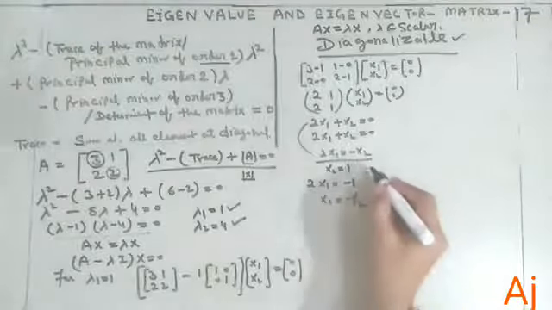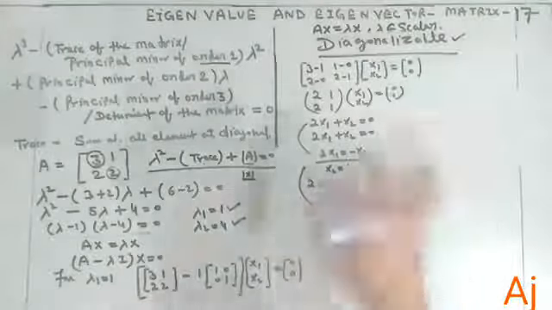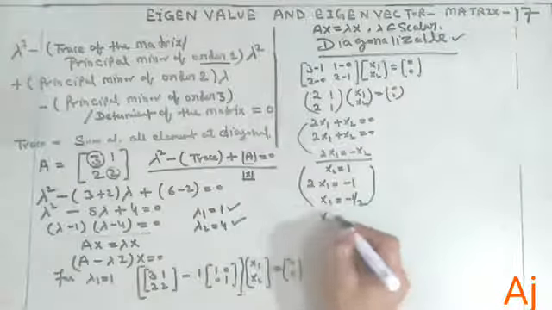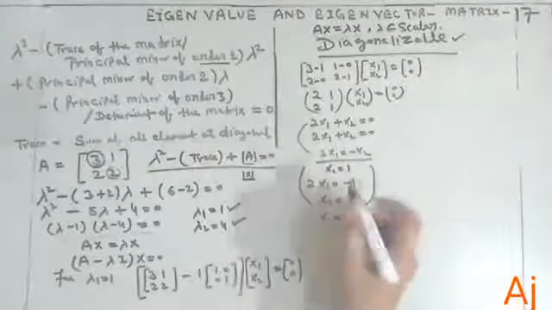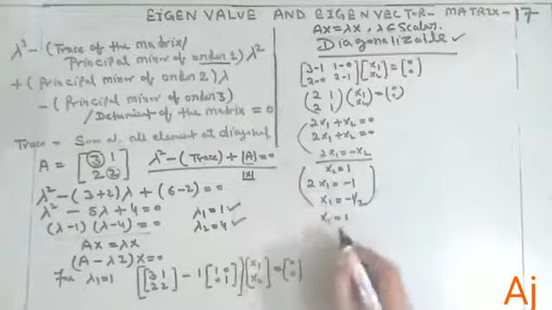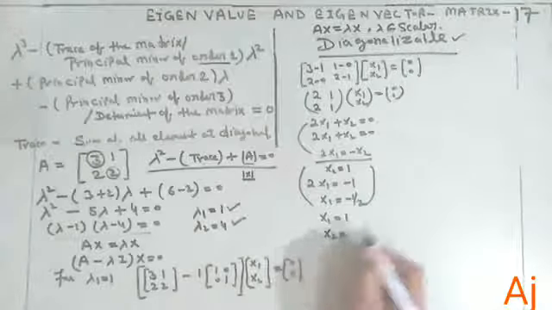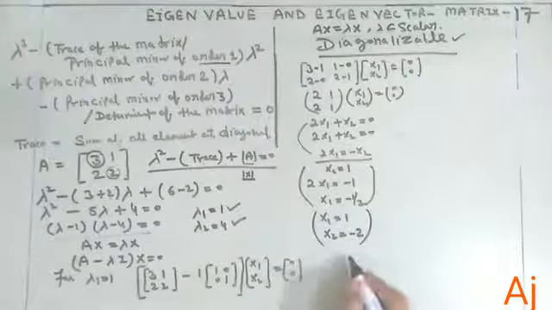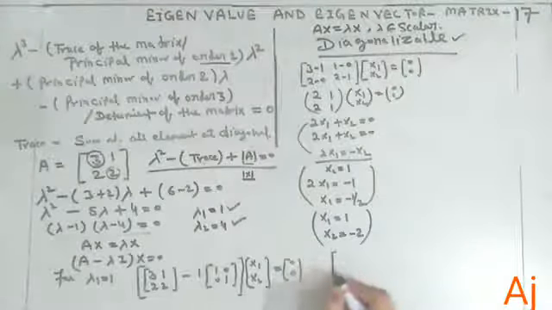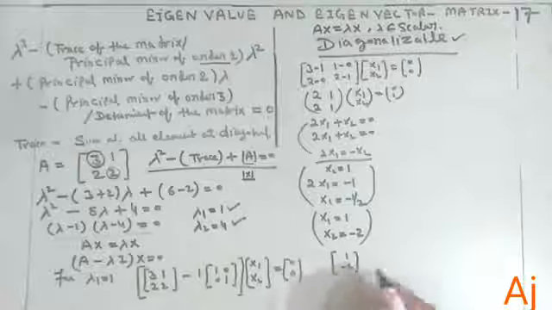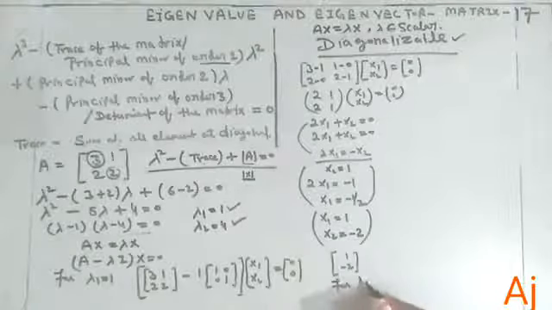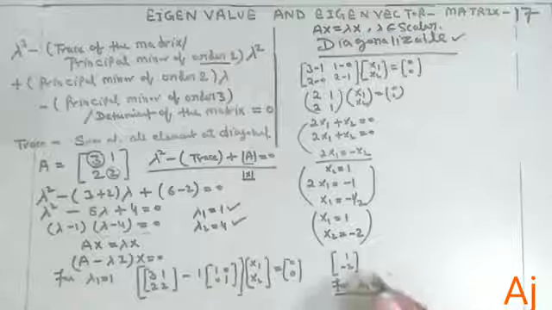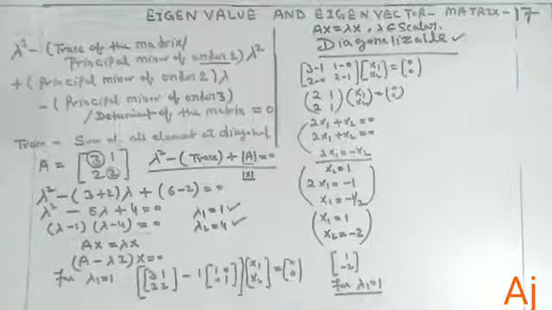Suppose you are taking another value. Suppose I am taking x1 is equal to 1. It's totally dependent on you. Okay, so suppose I am taking x1 is equal to 1, then you will get x2 is equal to 1 into 2, but it is minus 2. So this is the eigenvector. This eigenvector 1 and minus 2 is for lambda 1 is equal to 1. This is the eigenvector for lambda 1 is equal to 1.